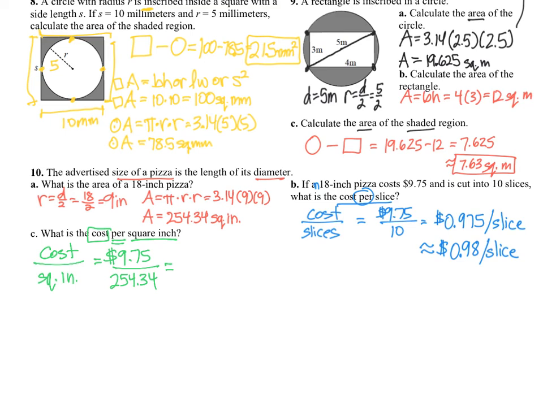9.75 divided by 254.34. So we get this very small number, 0.0383345, and it keeps going from there. So if we're rounding it to the nearest penny, it's approximately 4 cents per square inch.